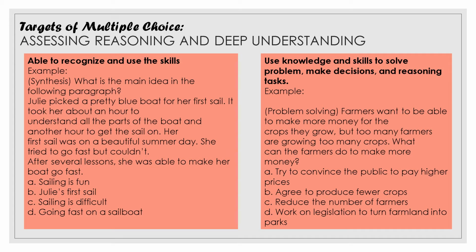Lastly, assessing reasoning and deep understanding. There are two ways in assessing reasoning. First, focus on particular skills to be able to recognize and use the skills. Second is looking at the extent to which students use knowledge and skills to solve problems, make decisions, and perform reasoning tasks. Here are the examples.